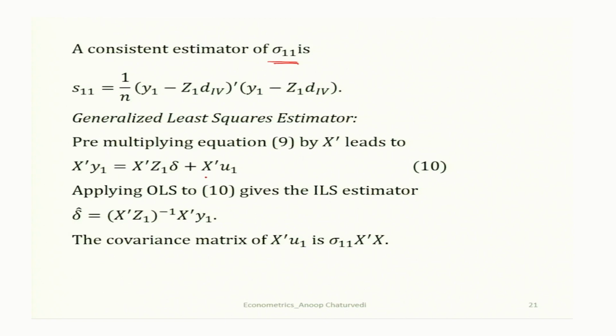Further, we observe that the covariance matrix of X transpose U1 is sigma 11 X transpose X. You can easily verify it. The covariance matrix of U1 is sigma 11 I, so the covariance matrix of X transpose U1 is sigma 11 X transpose X.